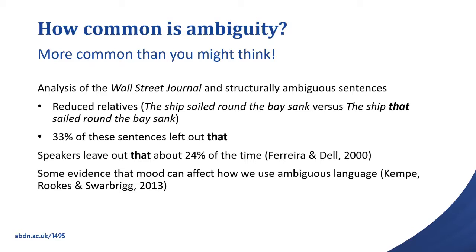Now, if speakers wanted to be really clear about what they were saying, they would include the word that in those sentences. But it turns out that about a quarter of the time, people don't bother. They could make their sentences clearer, but they actually don't. They just don't include a word that would make things clearer. So yeah, we can avoid ambiguity, but it seems like maybe we don't do it.